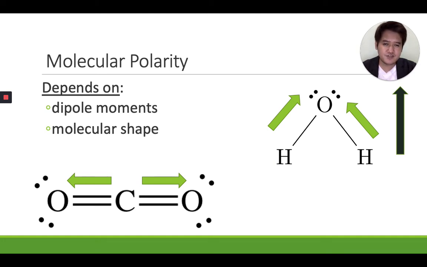So what happens to vectors that are equal in magnitude but opposite in direction? They cancel each other out. Meaning to say, there is no net dipole that will be generated. These two dipoles cancel each other out, especially since the shape of the carbon dioxide molecule is linear. This is one good example of dipoles canceling each other out. Therefore, carbon dioxide is a non-polar molecule.